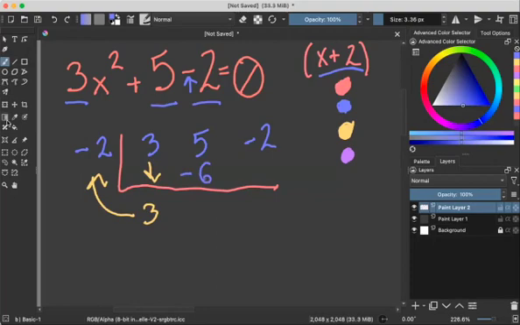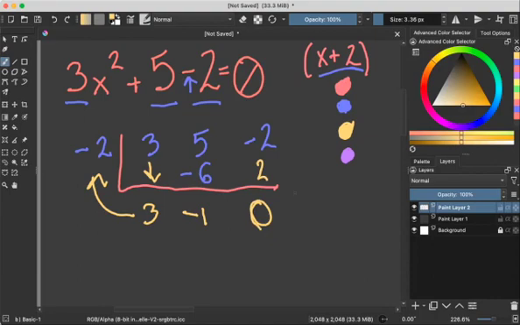So what we're going to do is we're going to subtract like normal. So 5 minus 6 would equal negative 1. Again, we repeat: negative 1 times negative 2 equals 2. So we're going to subtract again like normal. Negative 2 plus 2 equals 0. So we have found a 0 using synthetic division.